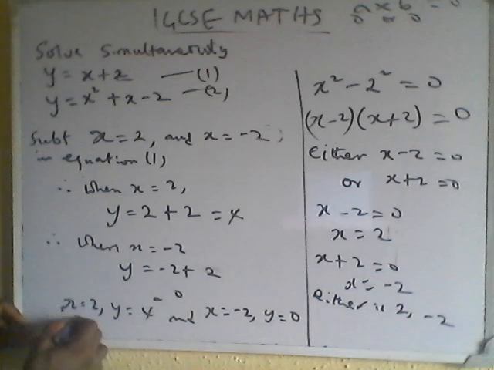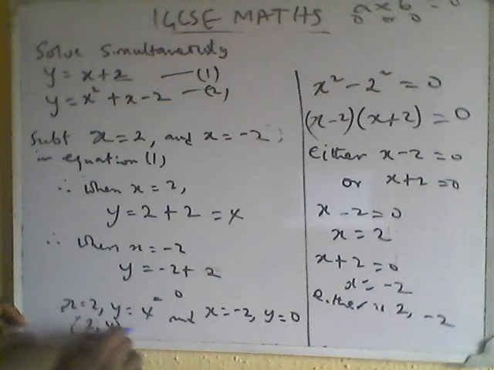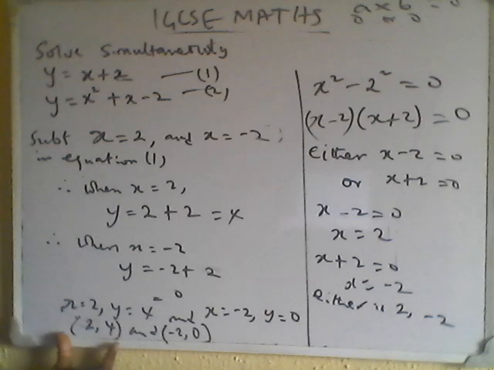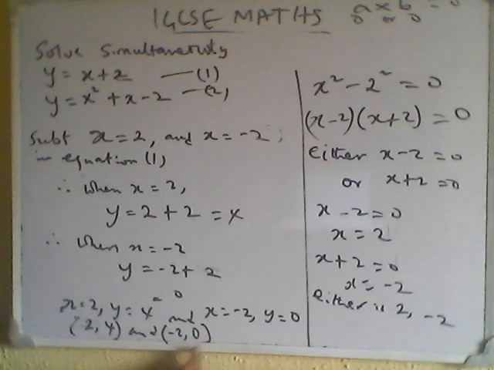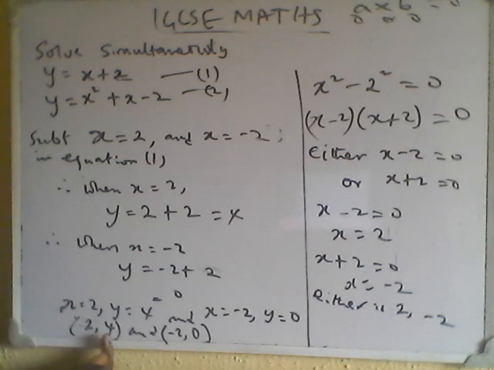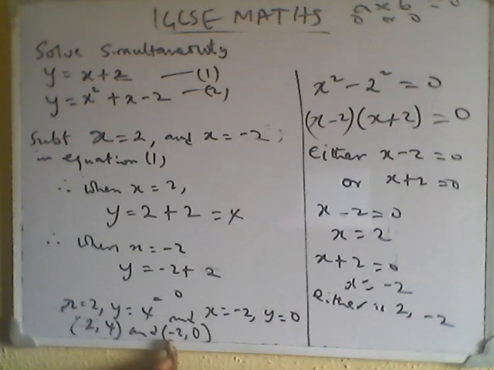So this can be written in the coordinate form. I can put it here, 2 and 4, and minus 2 and 0. See, this is coordinate form. The order is x, y, x, y. So the value of x for the first one is 2, the value of corresponding y is 4. The value of x for the second time is minus 2, and the value of the corresponding y is 0. So this is how the solution is expressed.